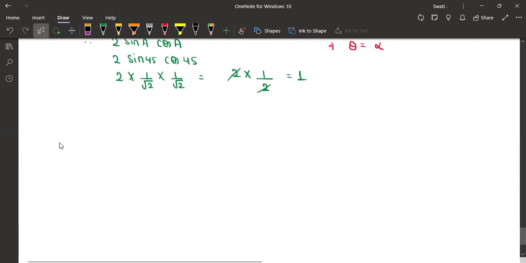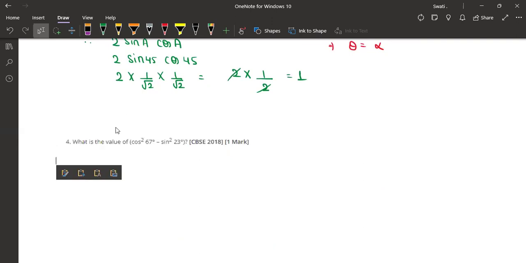Now let us go to the next question. So the next question is this. As you can see, this question has come in CBSE 2018, and this is a 1 mark question, so let's solve this. This is completely formula based. So we have to find out the value of cos square 67 degrees minus sine square 23 degrees.